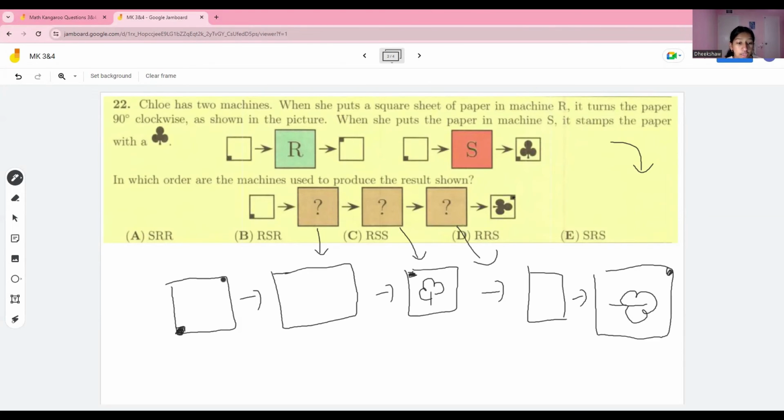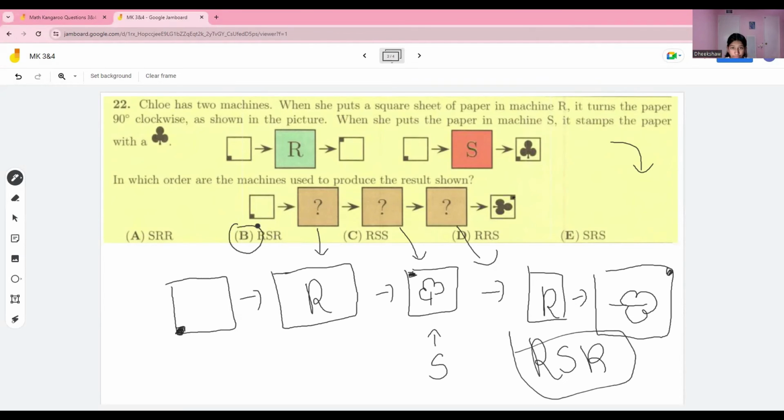So that means that this square got rotated clockwise 90 degrees once. So that means it had to go through R over here to rotate over here. Then it got stamped with the clover over here. So it's an S. This is an S over here. And for this box, within this machine, the entire square was shifted over 90 degrees again. And that happens in machine R, which is why the order will be R S R. And that's why the answer for this question is B.